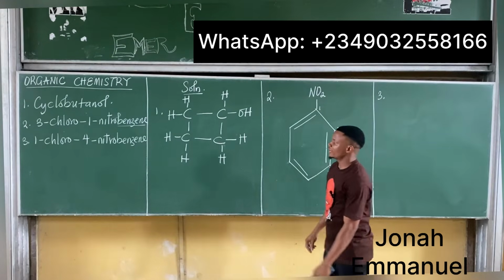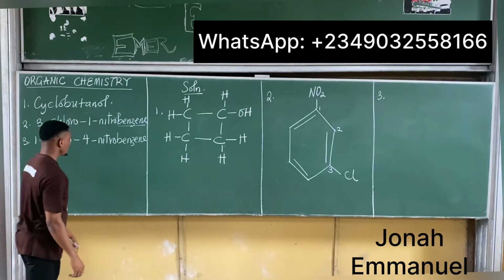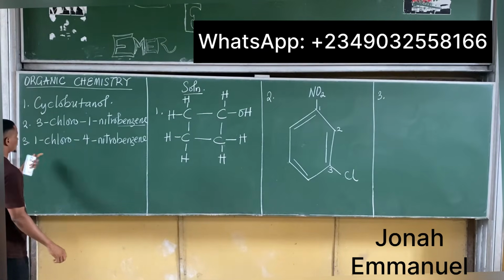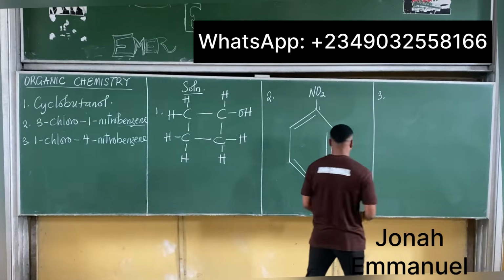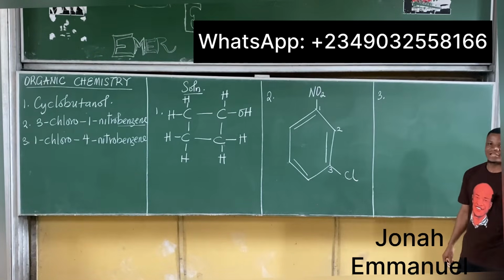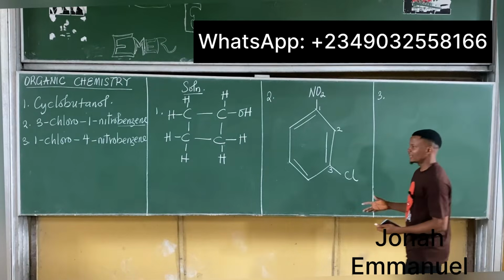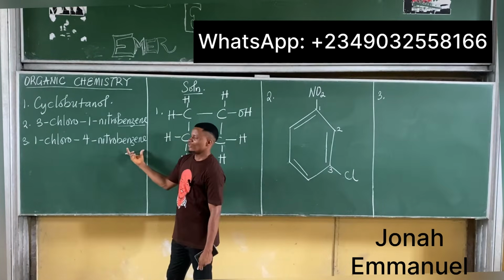Number three is not really the regular. It's not really the regular, but well, let's see how it goes. So they said 1-chloro-4-nitrobenzene. That's quite weird. But then, okay. I think the name is actually weird, right? I feel this naming is weird. How can the 4 be the nitro, right?